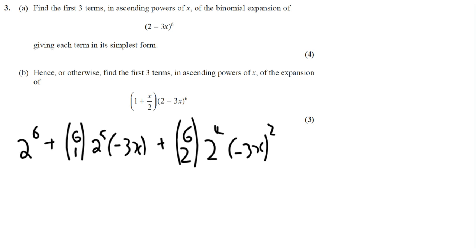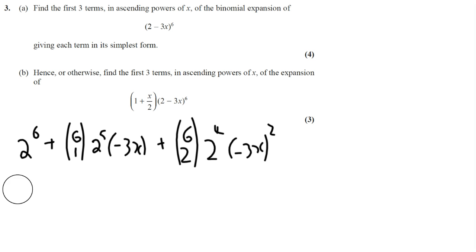Okay, and you should always find that the power of a plus the power of b should equal n. So in this case, in the first term, 6 plus 0 is 6. The second term, 5 plus 1 is 6, and the third term, 4 plus 2 makes 6 as well. So you've got your first three terms. There's no need to go any further with this. So just then work these terms out.